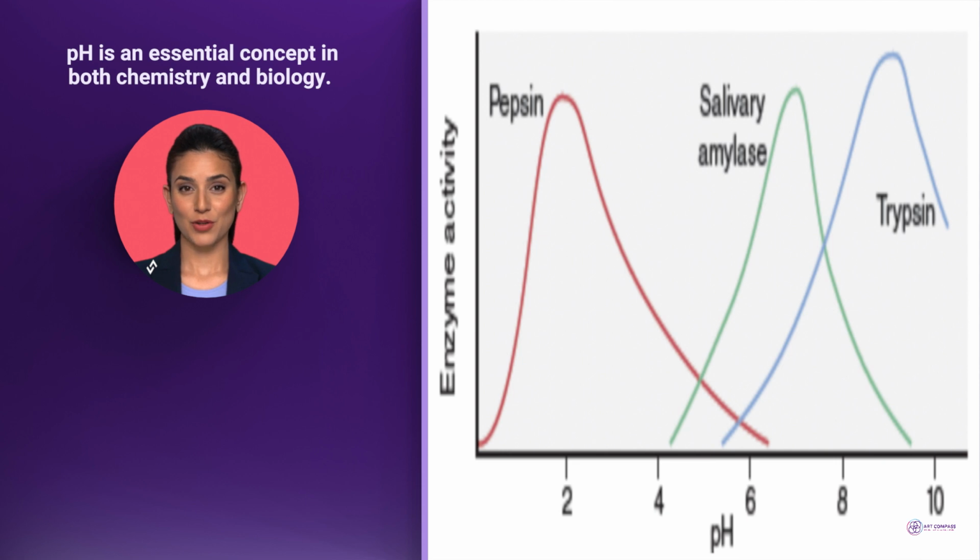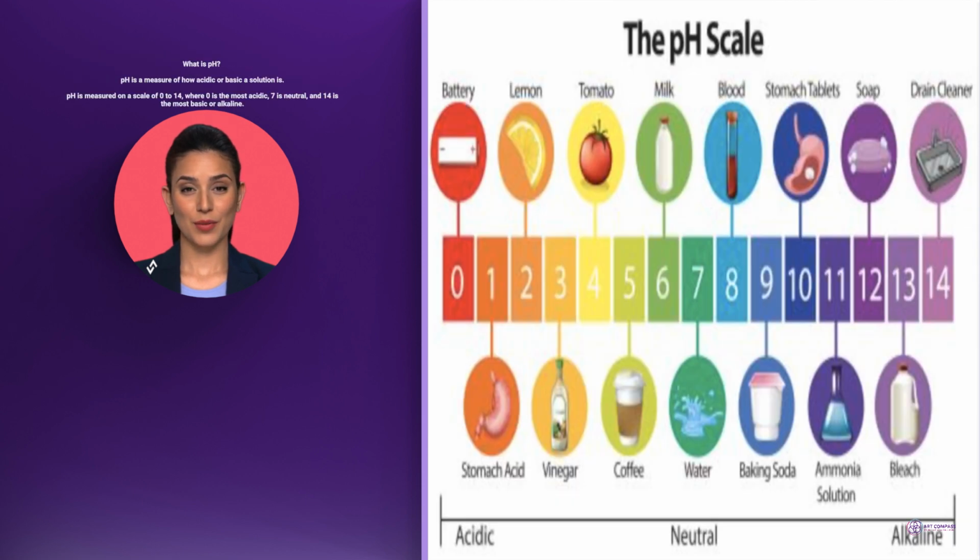Understanding pH is crucial in various biological processes, such as enzyme function and other cellular activities. Buffers play a significant role in maintaining pH in the body, ensuring that the body functions correctly. So, let's get started. What is pH?